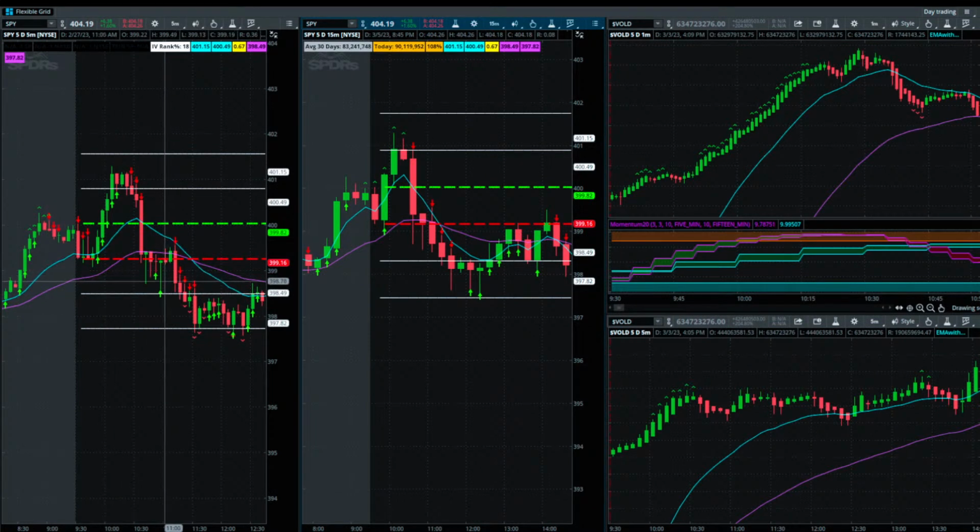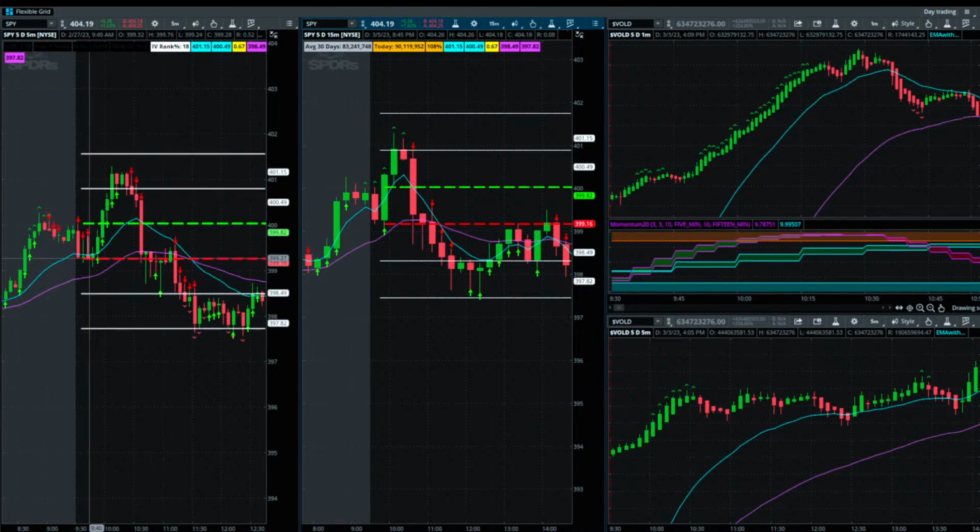We always wait for confirmation. You may miss the move. Like here, if you waited for confirmation, you missed the move. However, you will not get burned by waiting. Remember, we don't need to trade every single setup. We just need to trade the high probability setups.